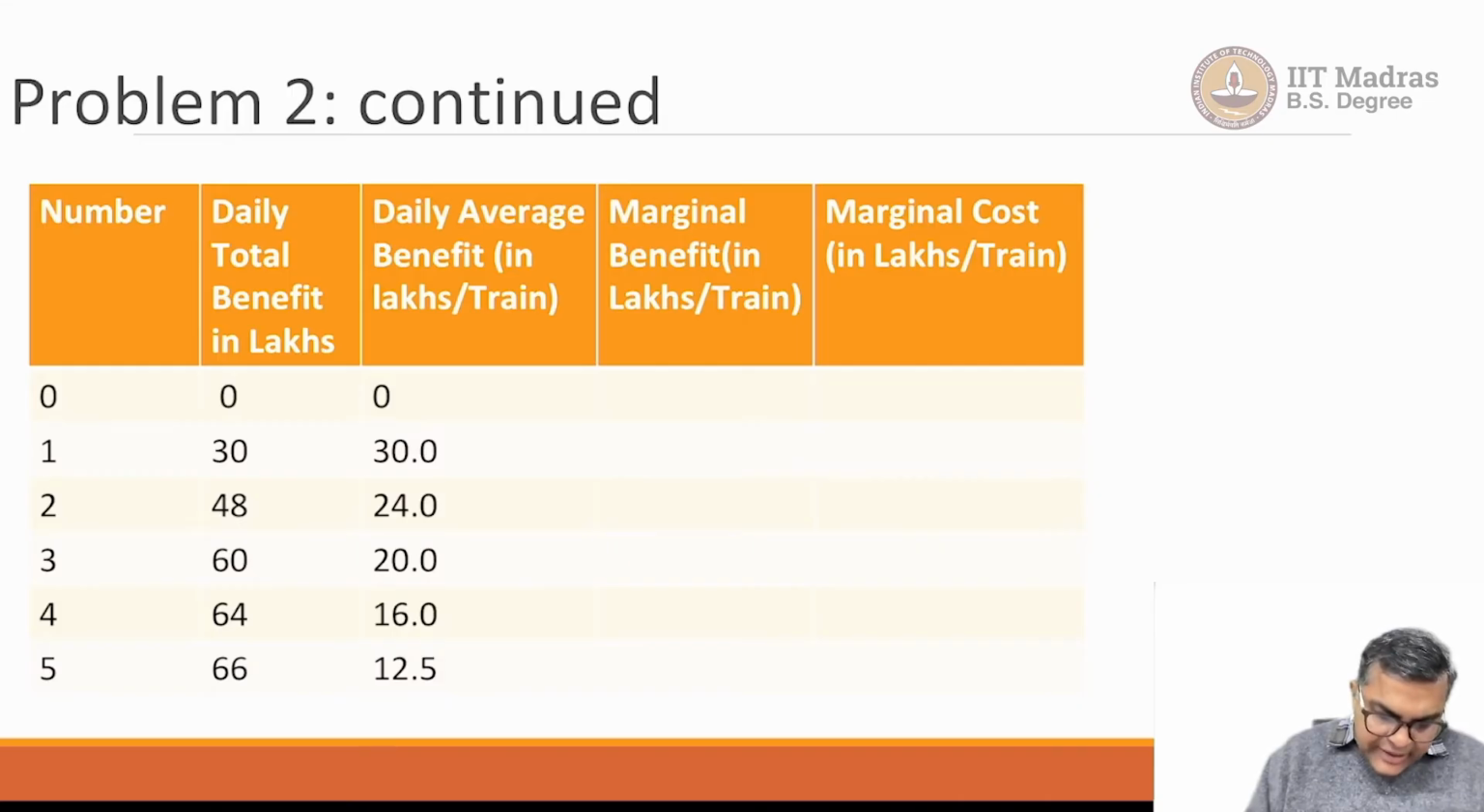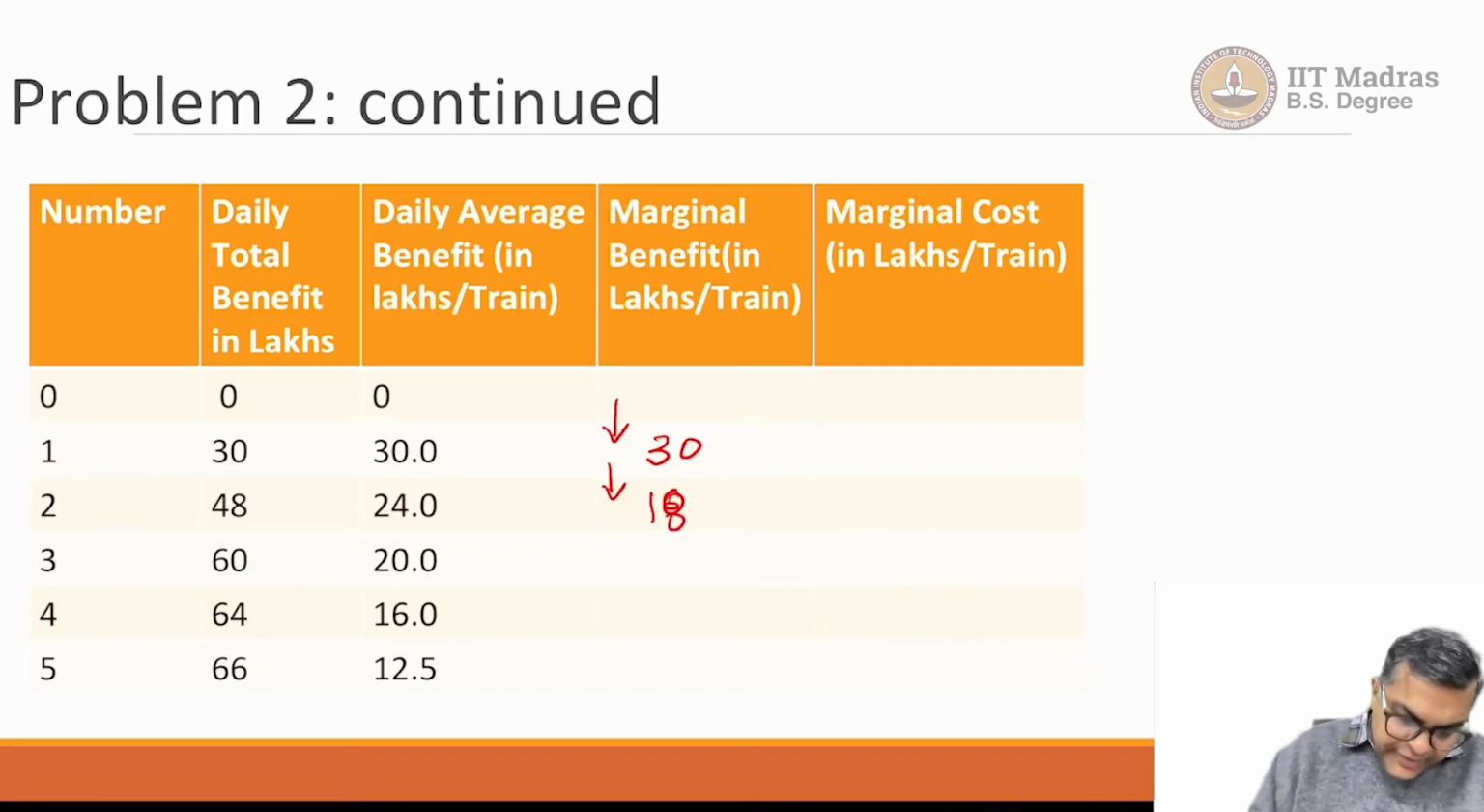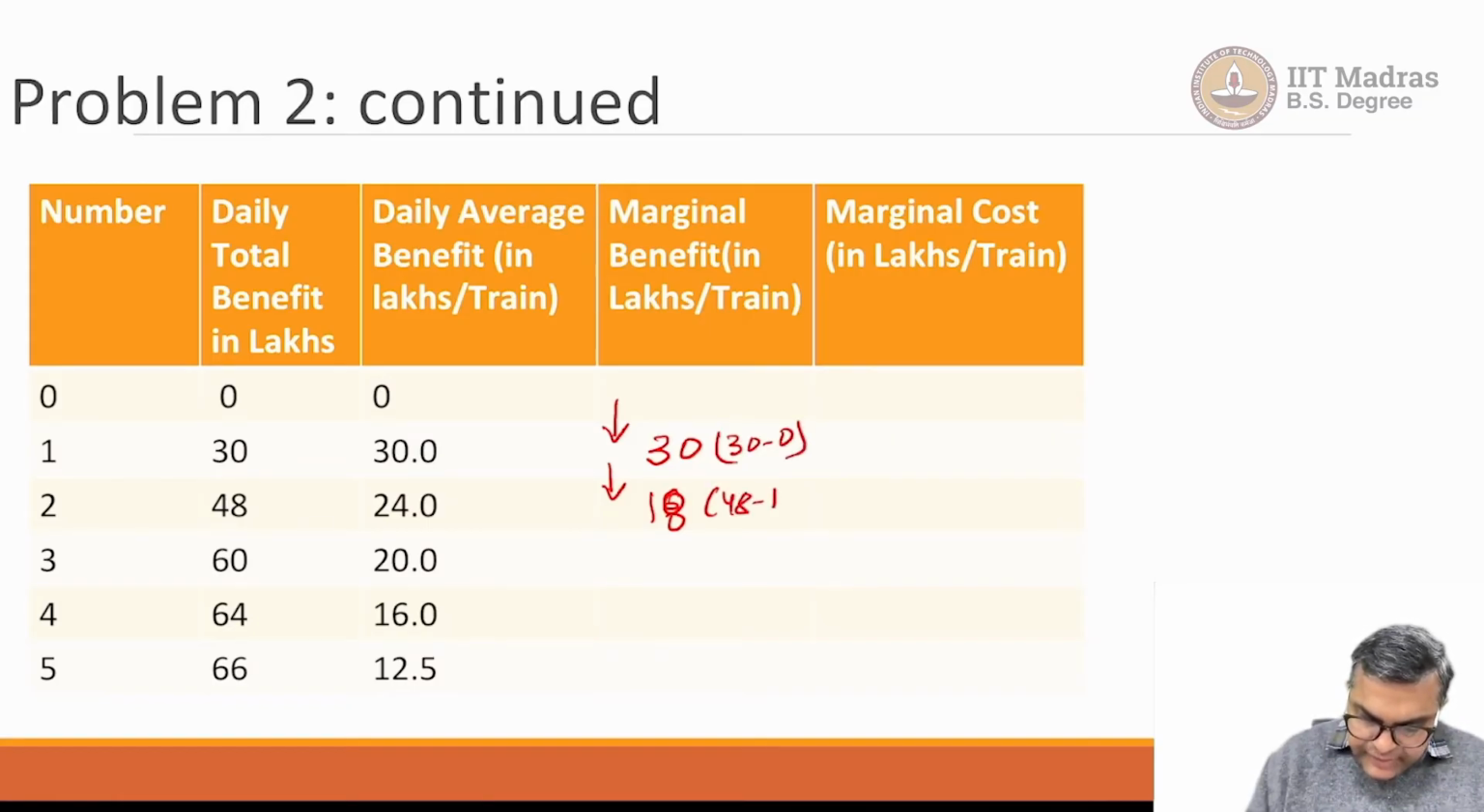So let us look at marginal benefit. From 0 to 1, the marginal benefit is 30. From 1 to 2, the marginal benefit is just 6. Sorry, 18. How are we calculating the marginal benefit? Let us look at it. How did we get this 30? 30 is because we have 30 from one train and 0 from 0 trains, so it's 30 minus 0. This is 48 minus 30, so it is 18. Now here, that is 12. Here we have just 4 and here we have just 2.